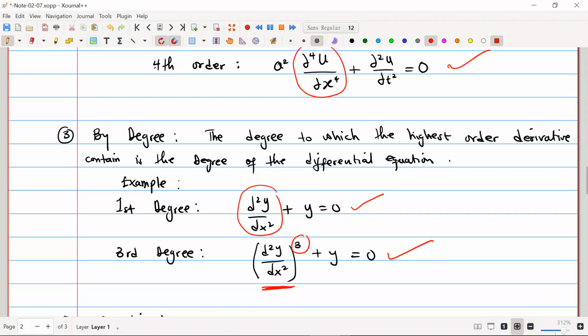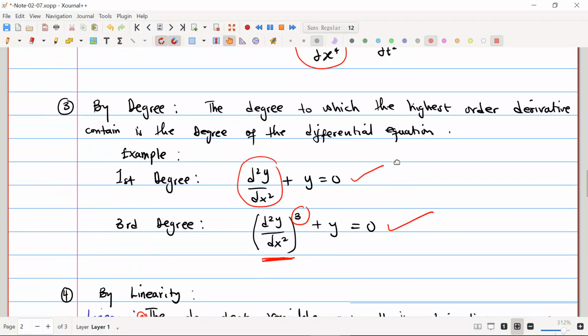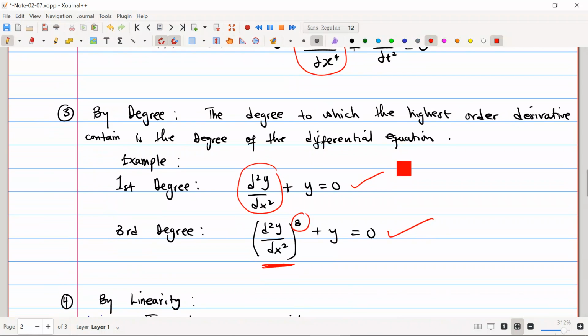Sorry. So you can think of this as, let's say I had something like d squared y dx squared plus maybe d fourth y dx to the power 4, all to the power 2, equals 0. This is of degree what? 2, and then the order is 4, right? But the degree is the power of the highest order, right? That's what you look for.